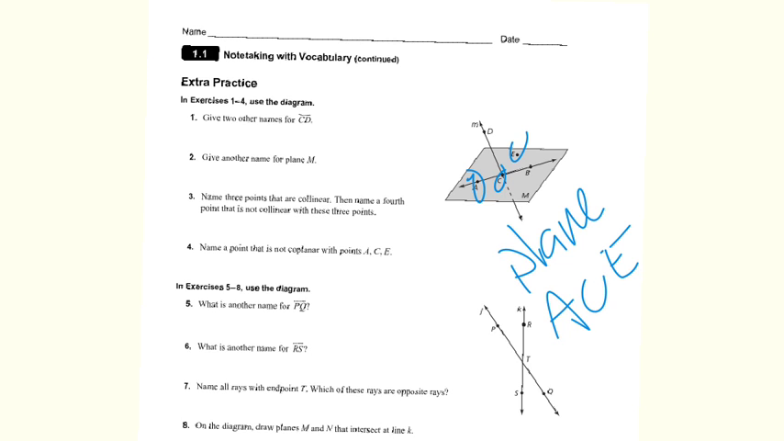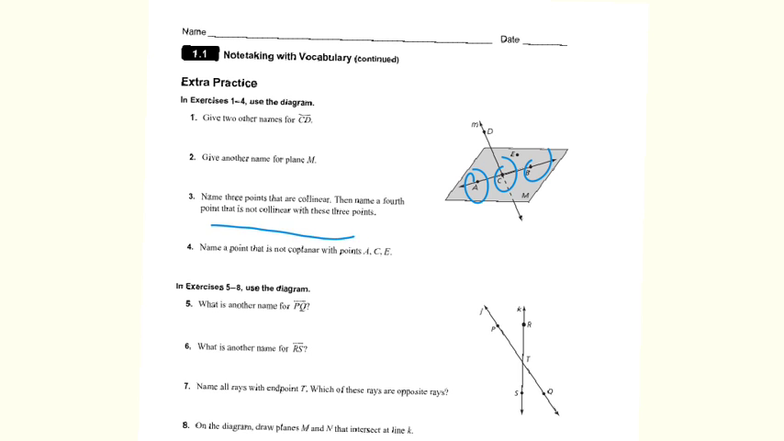Next it says, give another name for plane M. There's the M down here. I could name it with 3 non-collinear points. So I could call it plane A, C, and say E, because those 3 aren't in a straight line together. A, C, E. Next it says, name 3 points that are collinear. Okay. A and C and B are all collinear.